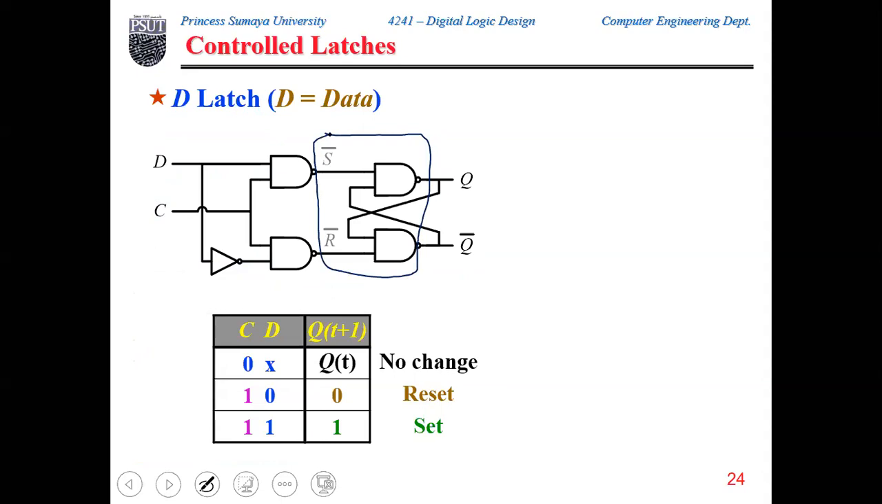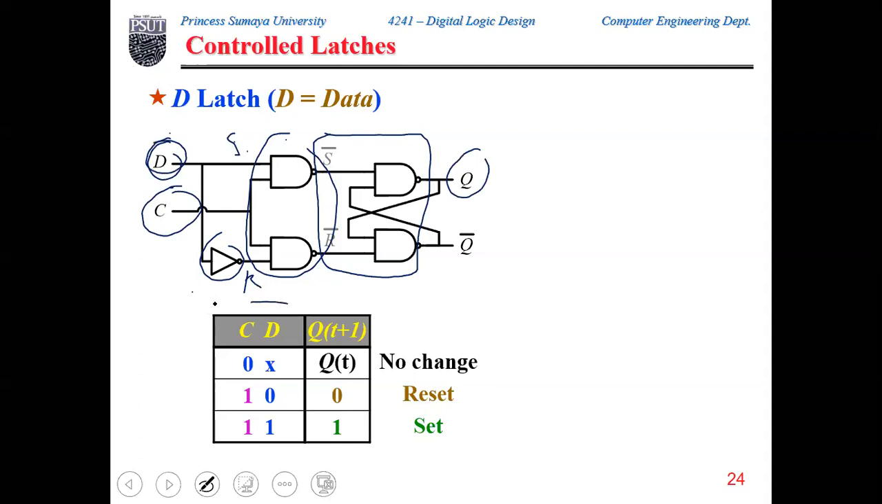We added an enabling circuit using NAND gates, and at the same time we connected the S input and the R input to the same input. So S and R can never be the same because there is an inverter here. So S and R can never be 1, 1, which is the invalid state. And of course, we have the clock or the control, which decides when D can change Q.